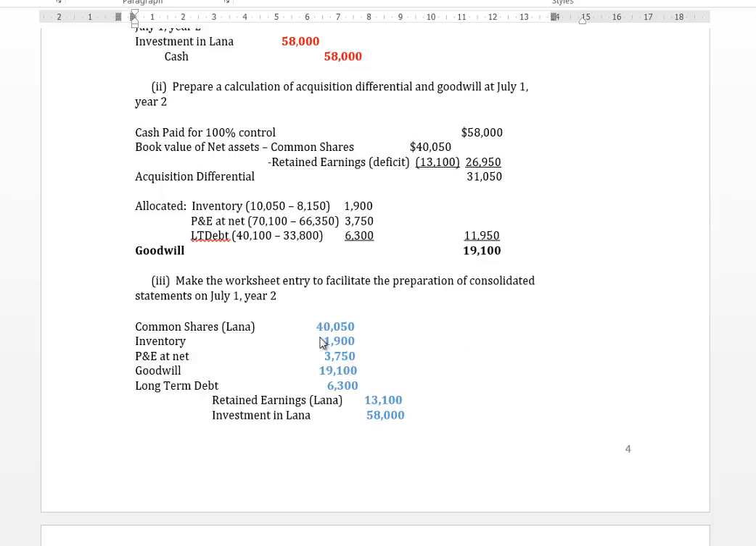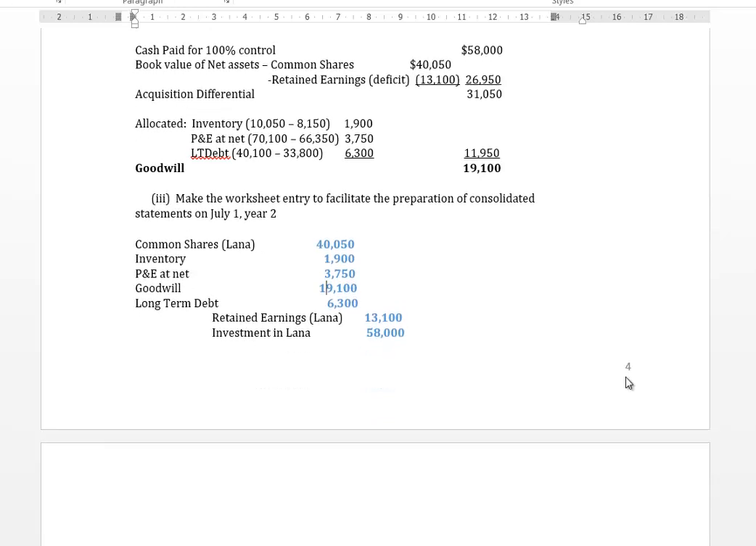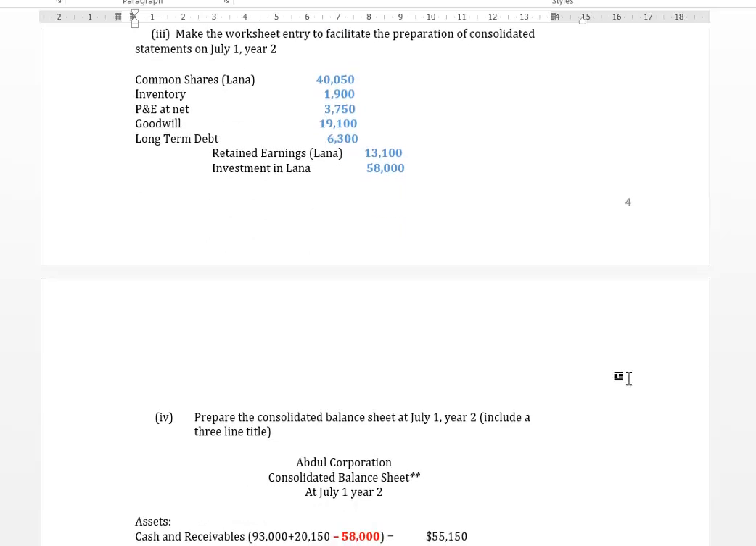We're going to set up our increments for inventory, for P&E, as well as our decrement or our reduction in the long-term debt. We saw that up here when we did the calculation of goodwill. And don't forget, we also have to set up the goodwill here. So that's $19,100 that gets set up. So now, once we've got that worksheet entry set up on the consolidated worksheet, now we're in a position to do the consolidated balance sheet at July 1st, year 2.